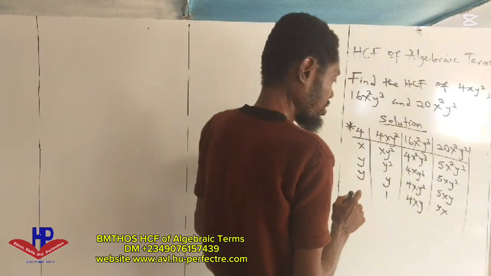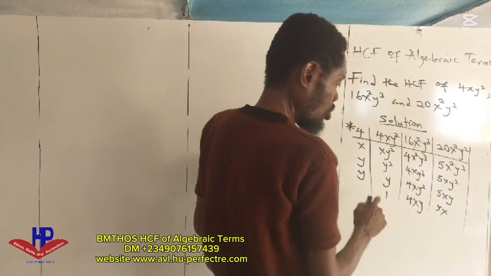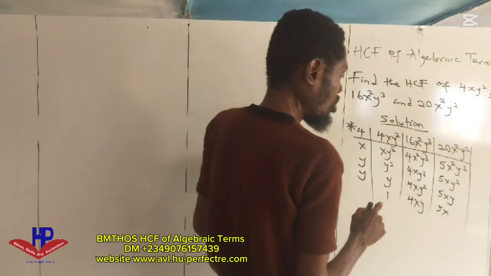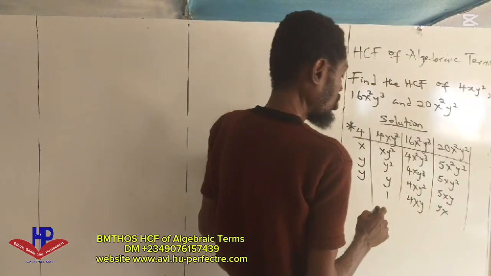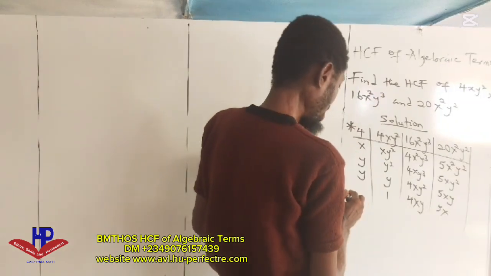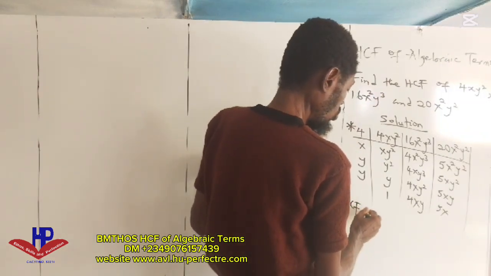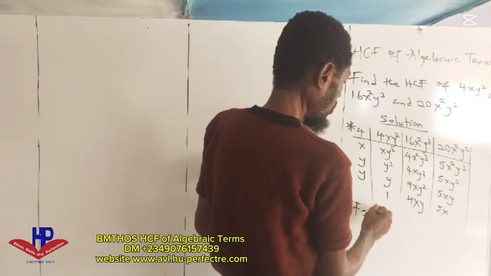So our result will stop here. There's no more common y. There's no more common x in all. There's no more common 4 in all. There's no more common 5 in all. So our HCF will be 4.